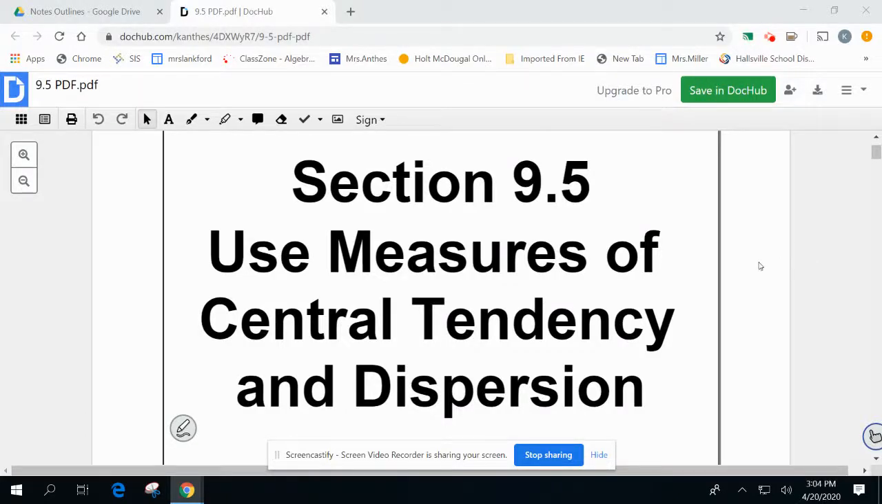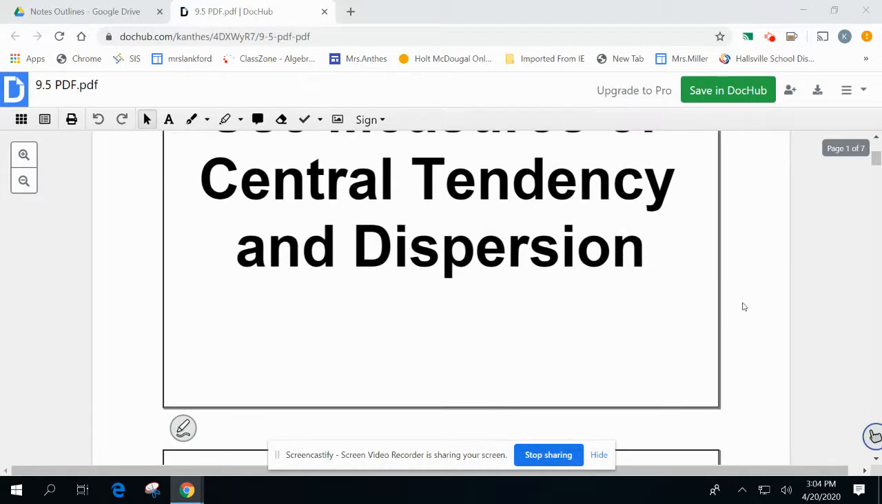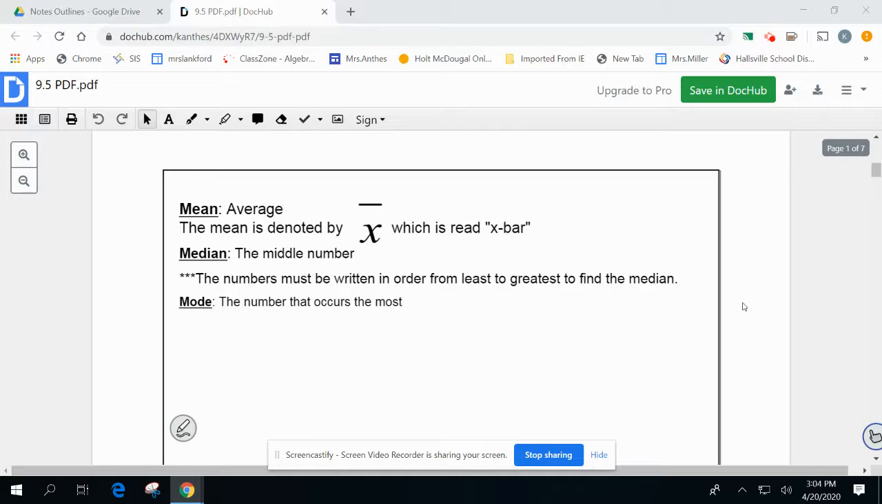This is section 9.5, using measures of central tendency and dispersion. Some of it is going to be review. If you want to go ahead and write down these vocab words, the mean is a way of saying average. This symbol with the x over the line over it is called x bar, and that's actually the symbol for average. Median is the middle number.